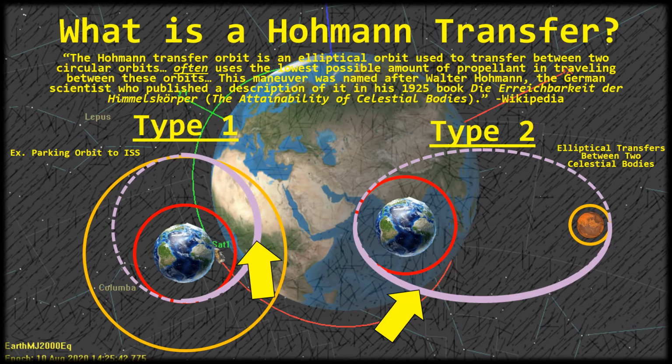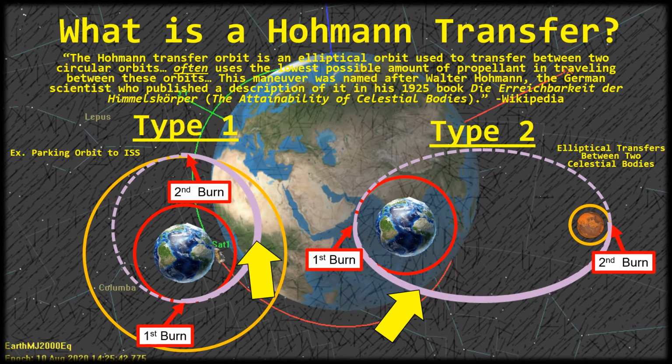It means we're going to have to do a first burn from that starting orbit to get onto a transfer orbit. And then when that transfer orbit comes into contact with the final orbit that we want to get to, we're going to have to do another burn to get off of the transfer orbit and to stay in that final orbit. And so this Hohmann transfer is a simple type of that, where we're going from one circular orbit to another circular orbit using a Hohmann transfer orbit, or this elliptical orbit.